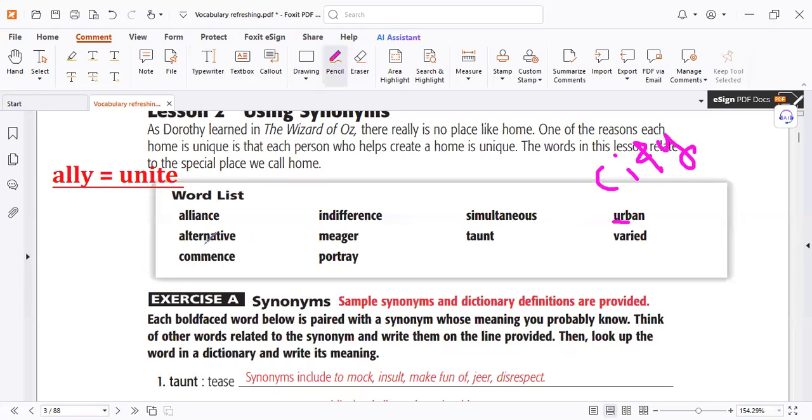Look for the word here, alter. You change something to be something else. So you have options. So alternatives, options, or changes. Here you have meager. It's related to the megabyte in computer. It's the smallest unit of size. So it is small, very small.